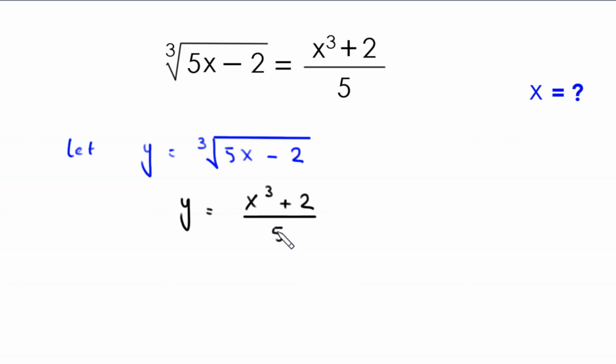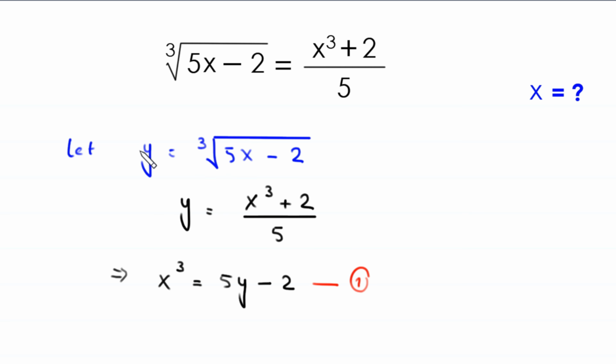If we multiply both sides by 5 and move this 2 to the left hand side, then this implies that x cubed equal to 5 times y minus 2. Let's call this equation number 1.